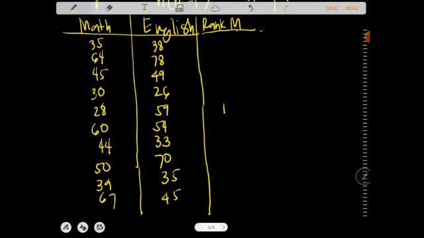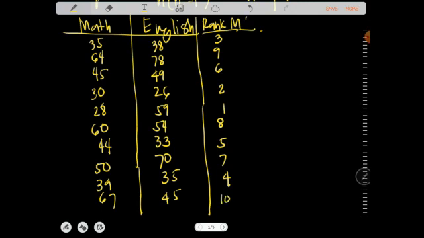So, 1. Then next is 30, which is 2. Next is 35, which is 3. The next is 39, which is 4. Next is 44, which is 5. Next is 45, which is 6. Then next is 50, which is 7. Next is 60, which is 8. Then next is 64, which is 9. And last is 67, which is 10.